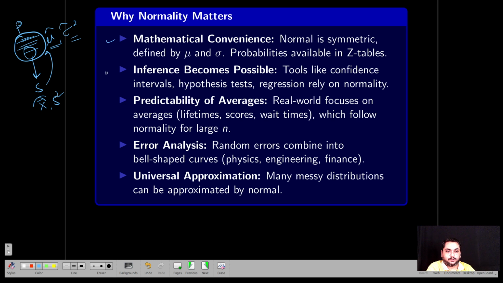Then inference becomes possible. What does it mean? The tools like confidence intervals. What are confidence intervals? We'll see next. But when I model this x bar plus or minus some error is equal to my population estimate of the mean, then what confidence? You are saying this matches this. That we'll see in the confidence interval. So all the confidence intervals require central limit theorem. That is, central limit theorem is based on normal distribution only.